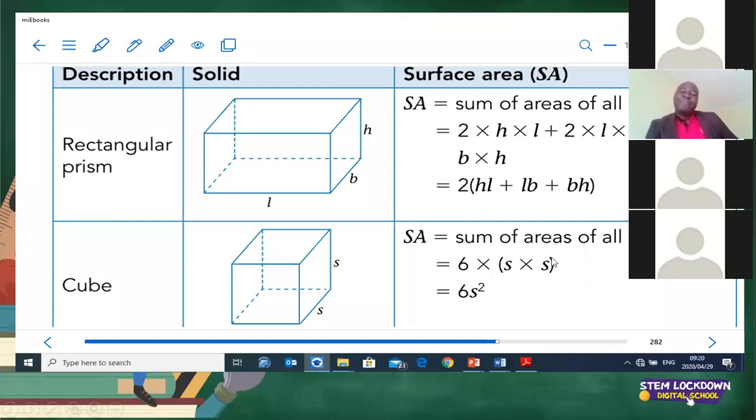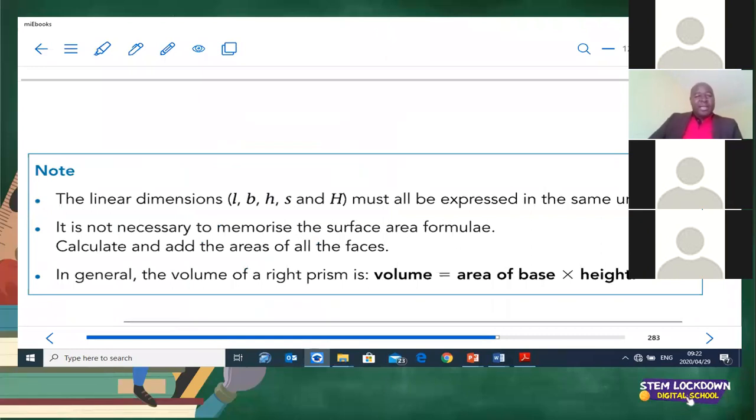In the cube, find the sum of the areas of all the faces there. And this means that 6s squared will be the total surface area. Now, the linear dimensions are expressed in the same manner. You've got L, B, H, S, and H. They must be expressed in the same way, where L is the length, B is the breadth, and H is the height. And of course, side S can stand for the side. The other H there is the perpendicular height, so it's different from the normal H.